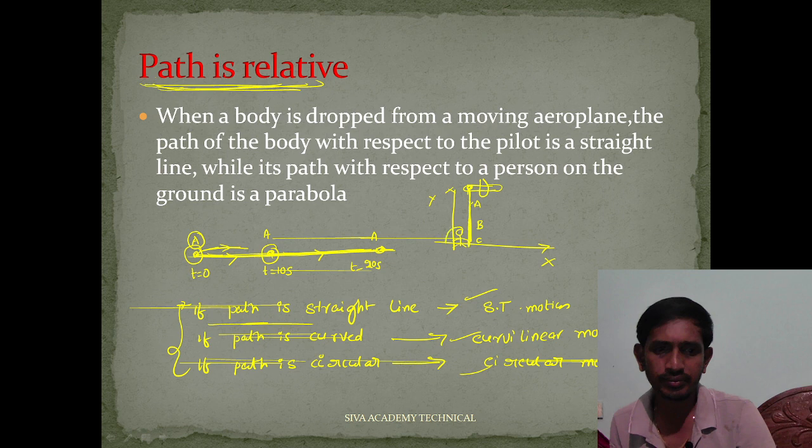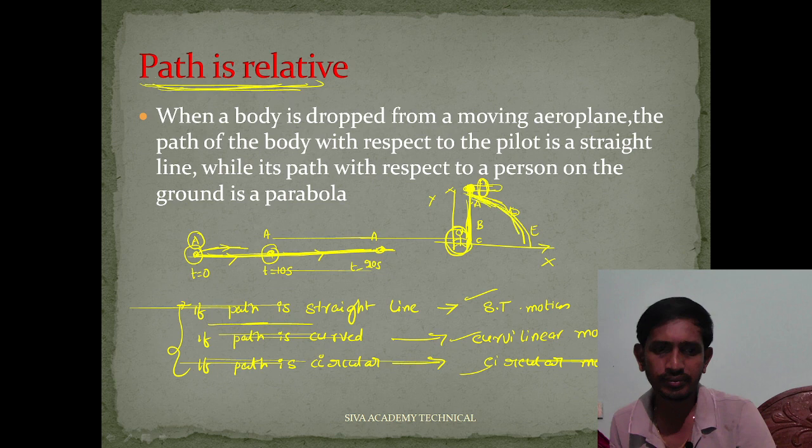But according to the person on the ground, the path of the stone follows a curved path, the ADC path. So what happens here is that the person traveling in the aeroplane feels that the object is moving in a straight line, but actually that is the path according to the person on the ground.